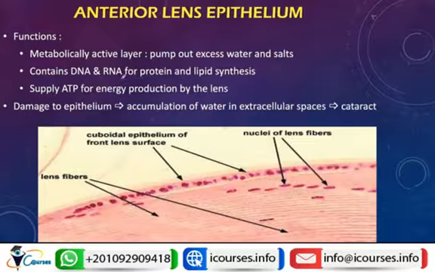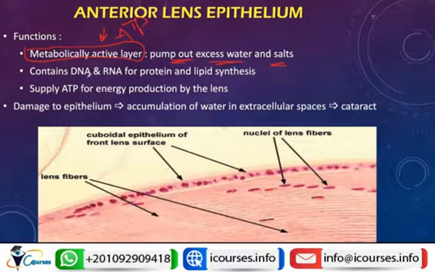The anterior lens epithelium is a metabolically active layer. So here we need the ATP. In this layer there will be a sodium potassium ATPase pump again, as this pump will pump excess water and salts that are coming from the aqueous.